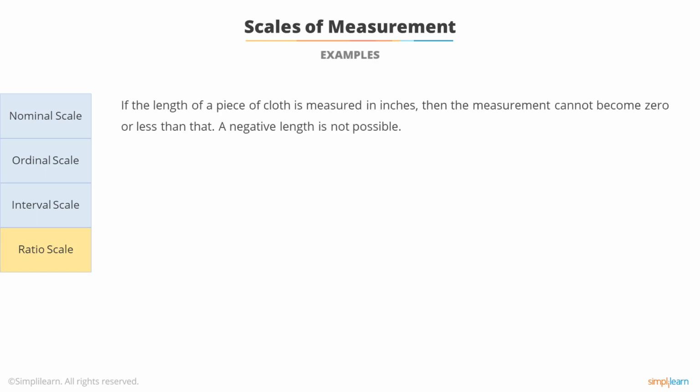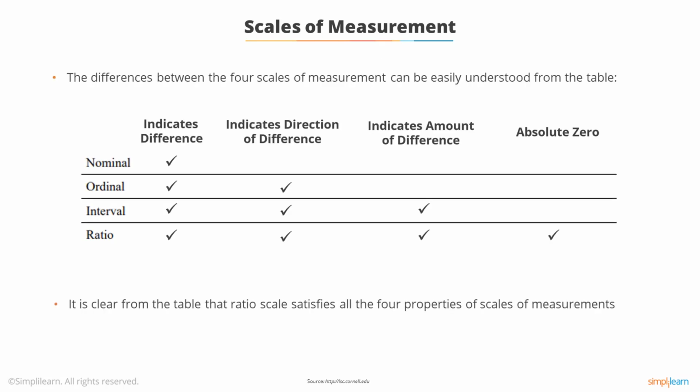So let's say we take the length of a piece of cloth that's measured in inches. Well, that measurement cannot ever become 0 or less than that, right? Because a negative length or a 0 length is not possible. It wouldn't even exist.